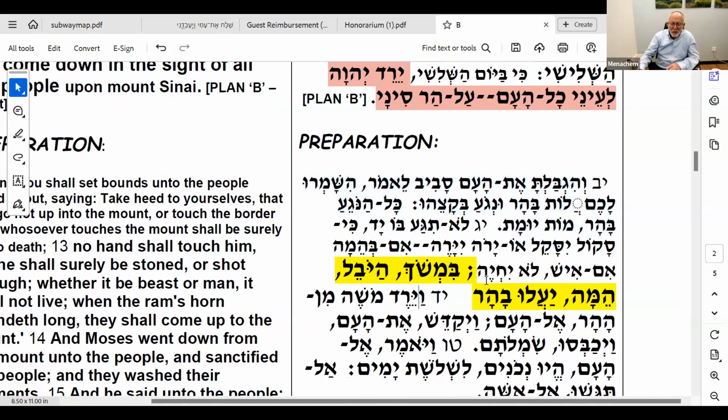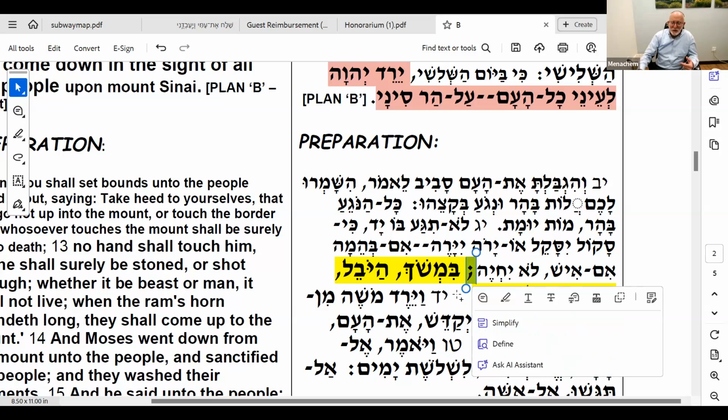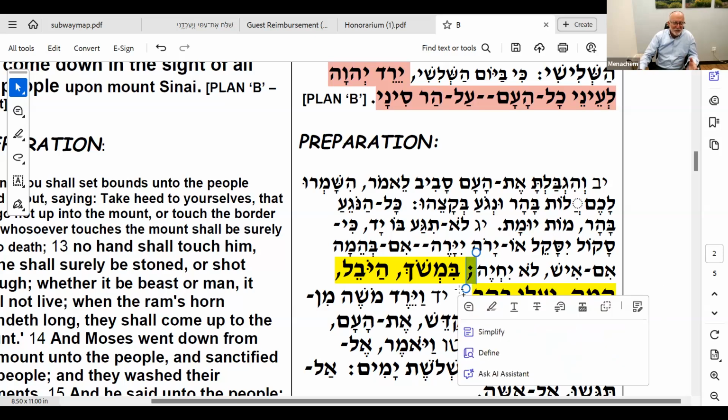Until when? "Bimshoch hayovel hem yaalu bahar." When you hear a long shofar blowing, then it's okay to go up. And there's a massive machloket. Is this loud shofar blowing at Har Sinai the beginning or the ending? In other words, is it okay to go up the mountain when the theophany begins or only when it's over? If I take a sports analogy, is this the opening buzzer and all the players go on the court, but not the spectators? Or is this the closing buzzer when even the spectators can go on?